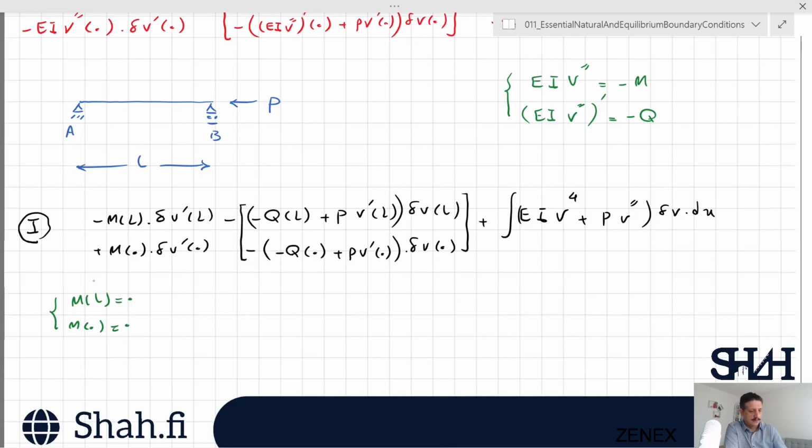So then I can just cross these two. Also, I know that delta v at L is 0, delta v at 0 is also 0. Then I can cross the other part. And from the third part, to force it to be 0, the function of the integration should be 0. So EI times the fourth derivative of v plus Pv double prime should be 0.